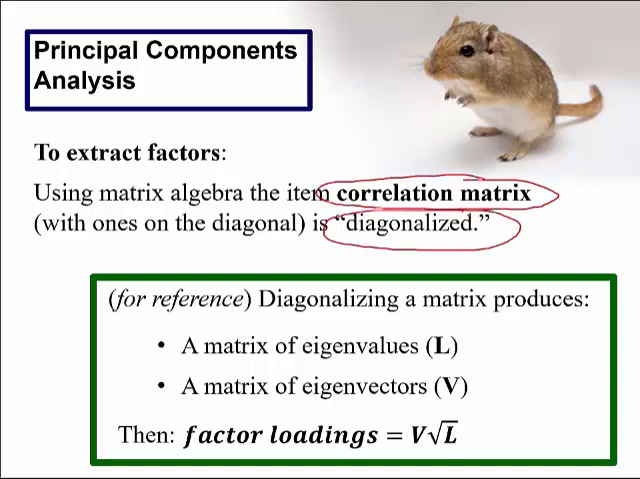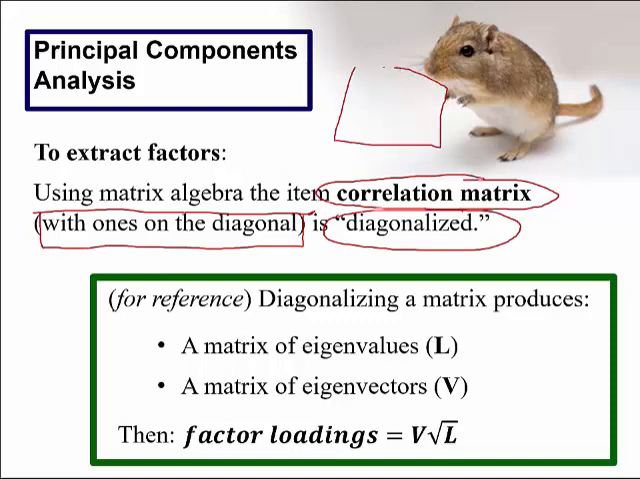So that's the key thing I want you to know, that it involves this process of matrix algebra where we take a correlation matrix and we diagonalize it. And this is going to be important in just a moment here, but note that if you have a correlation matrix, that means you have ones on the diagonal. That is, if you have a matrix, the diagonal is from the upper left to the lower right. And if you have a correlation matrix, you have ones on the diagonal and correlations on the off diagonals.